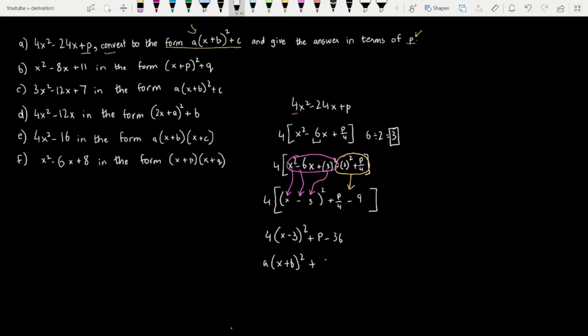So this thing right over here is finally in our form a times x plus b whole squared plus c. Now what is c, you may ask? All of this right over here is c. What is b, you may ask? Well, all of this over here is b. And what is a, you may ask? Well, this right here is your a.